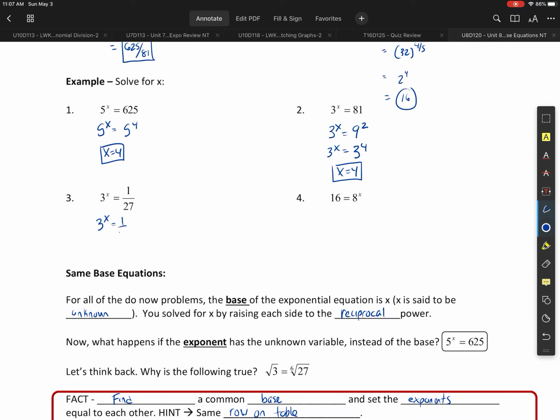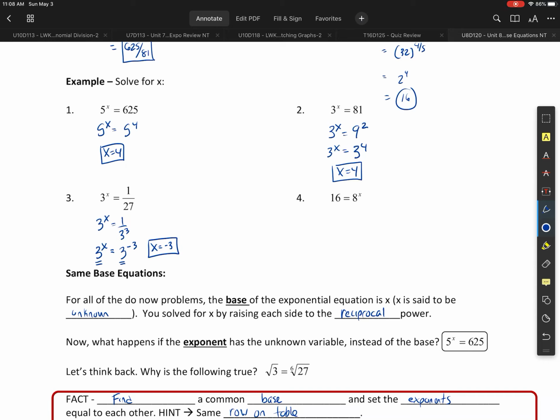Problem 3. 3 to the x equals 1 over 3 to the 3rd. Another good setup, they both have 3's, but one's a fraction, one's not. We can't have one being a fraction, one not being a fraction. So what can we do to make this not a fraction? Negative exponent. So now we have 3 to the x, 3 to the negative 3rd, x equals negative 3, exactly what we want.